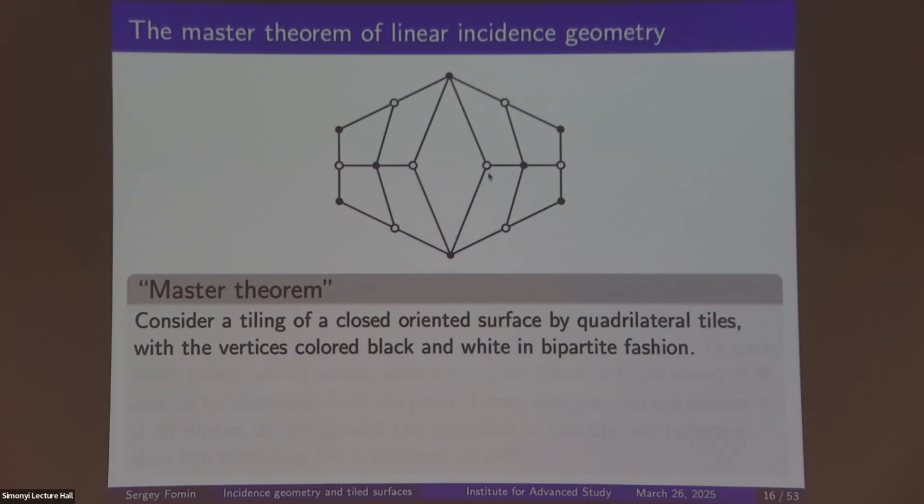Let's take a tiling of a closed oriented surface by quadrilateral tiles, and the vertices are colored black and white, but in a bipartite way. This picture here shows a torus.